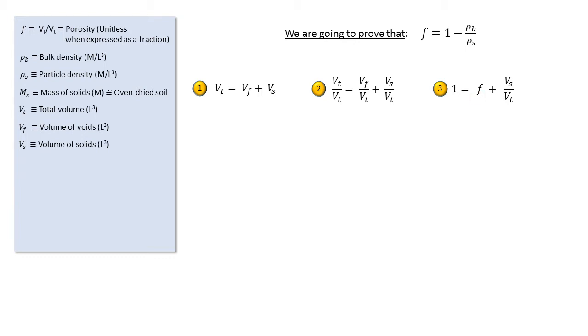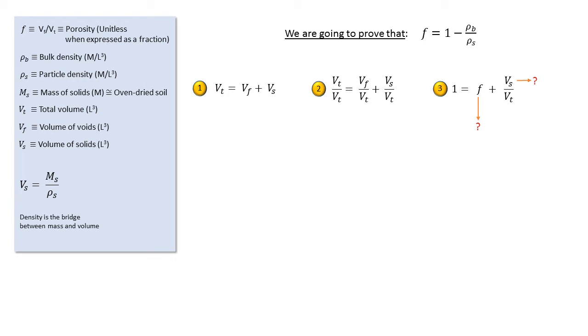Typically we know the total volume of our soil sample, but we generally don't know the volume of the solids. Since we are also solving for porosity, that means that we have two unknowns and only one equation. Therefore, we cannot solve this unless we find a different way of expressing the volume of the solids.